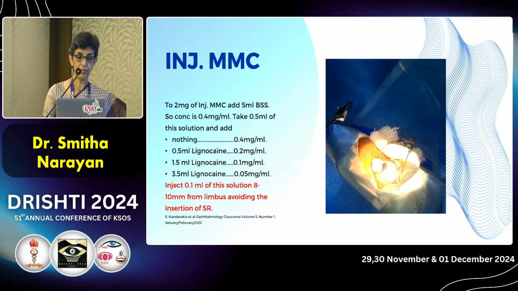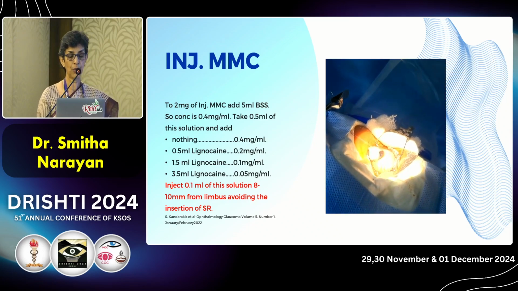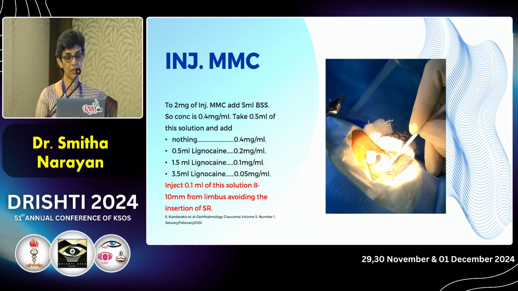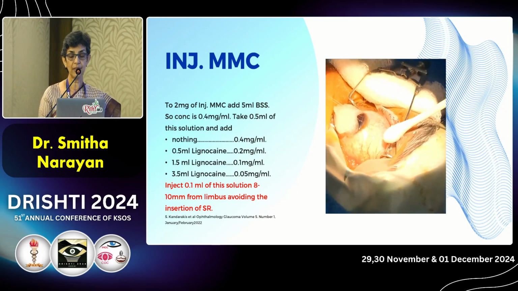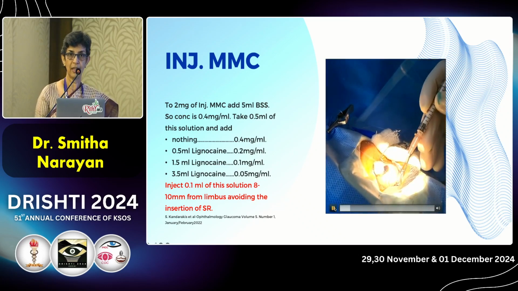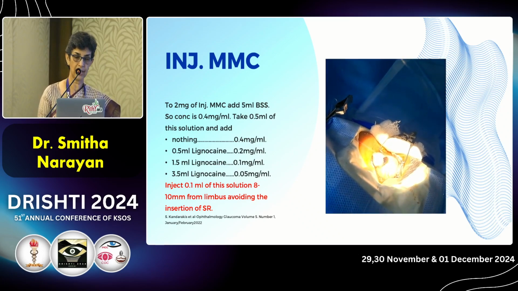I prefer to give injection mitomycin C, about 0.1 milliliter of whatever concentration I have shown here, depending upon the severity of glaucoma. It is given about 8 to 10 millimeters from the limbus, avoiding the insertion of the superior rectus. Then I use a bud to spread the drug mitomycin C towards and away from the limbus and towards the sides.